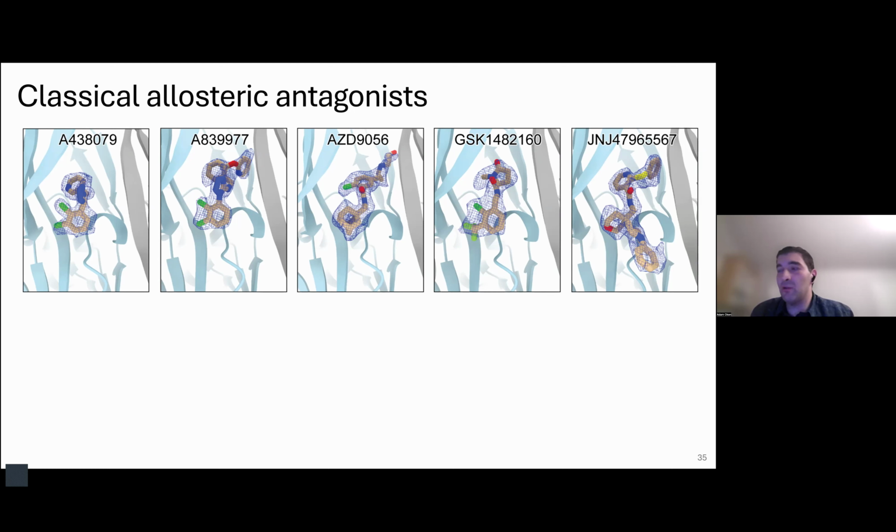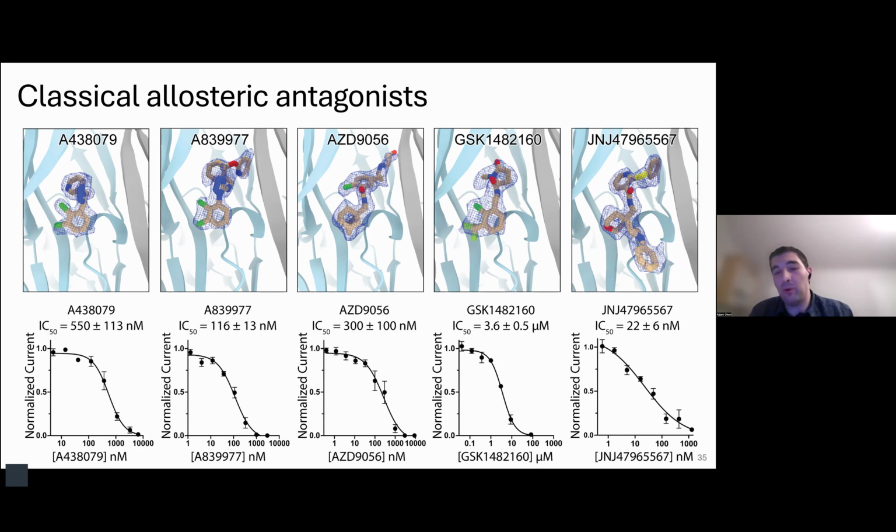One thing I do want to note is the molecule on the right, J&J, binds much deeper into the allosteric pocket compared to the other ligands to the left. We then determined the inhibitory potencies for each ligand. And one thing I want to point out is the deeper ligand, J&J, is the most potent inhibitor by far.